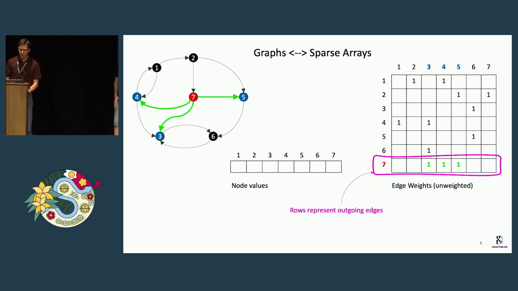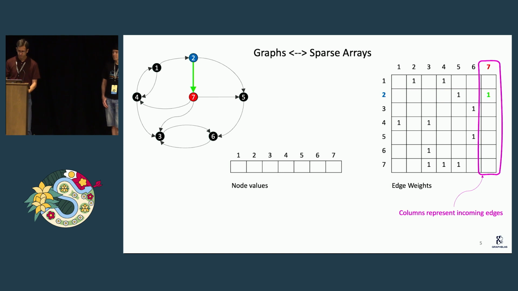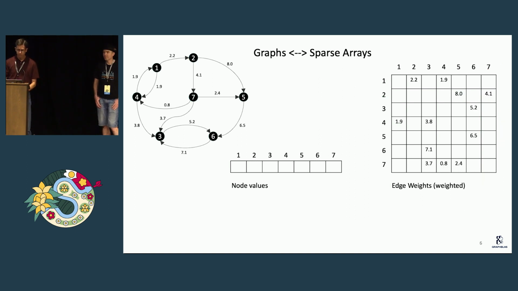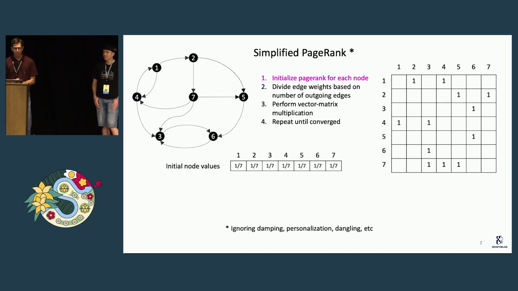With the adjacency matrix, if you look along one row, in this case, we're starting with node 7, rows represent outgoing edges. So you see in the graph at the left, 7 points to 3, 4, and 5. We've got a 1 in columns 3, 4, and 5. If you look down columns, then it represents incoming edges. So in this case, there's only one incoming edge at 2, and so in row 2 of column 7, we've got a 1 there. That's how they work. If this were weighted, then instead of 1s, you actually have numbers there. So that same edge from 2 to 7 now has a 4.1. Otherwise, it's the same.